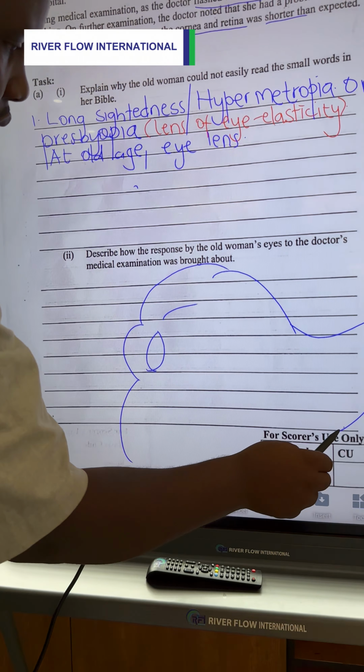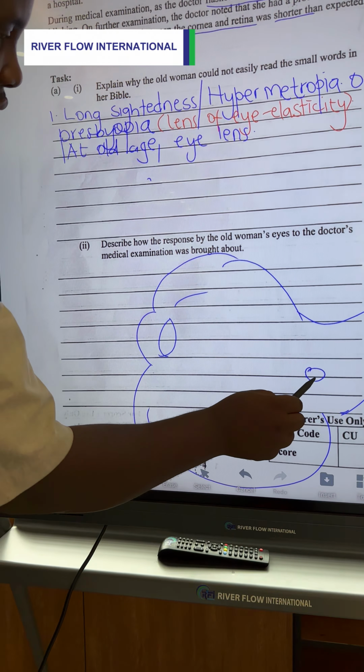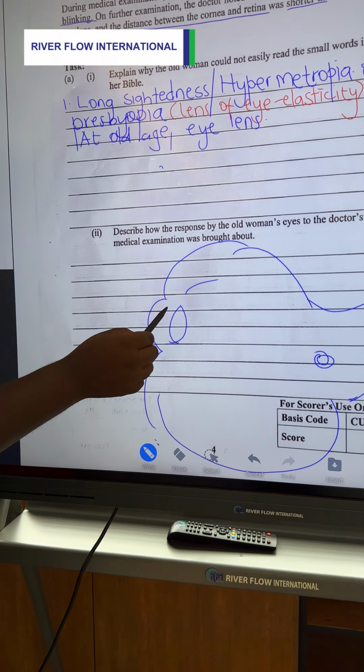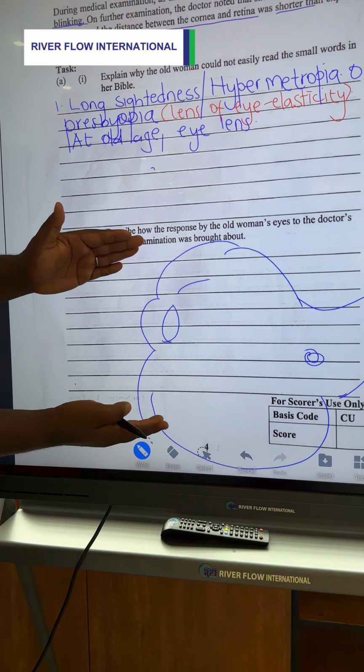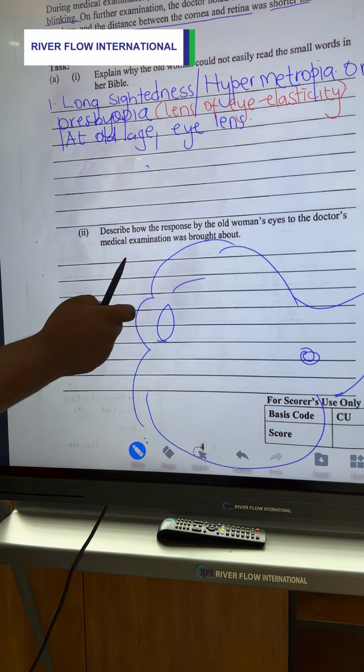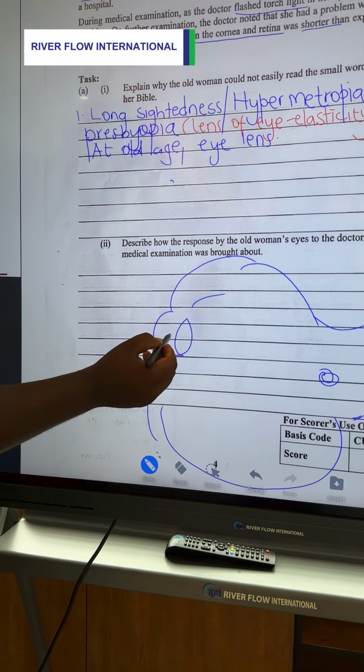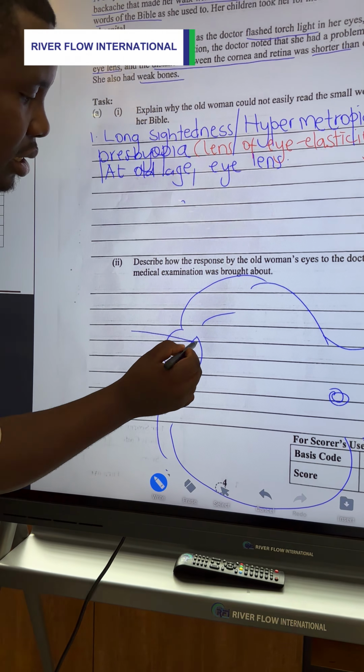Usually the eye is something like this. Then we have a retina here. So this is always our lens. This lens is the one that is always contracting, relaxing, changing shape, so that it allows either more or less light to enter. And also it is able to focus.